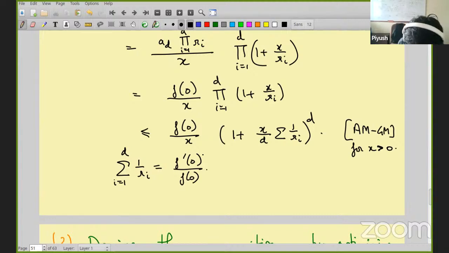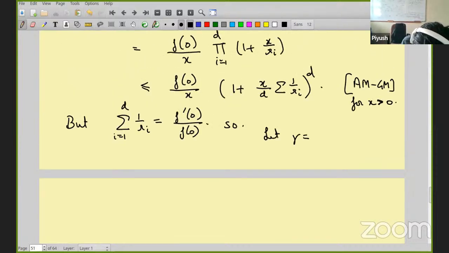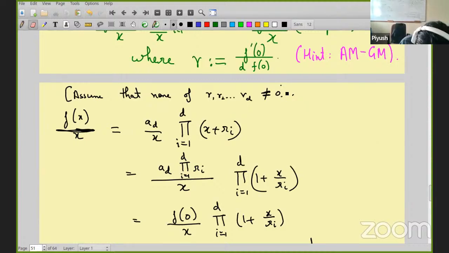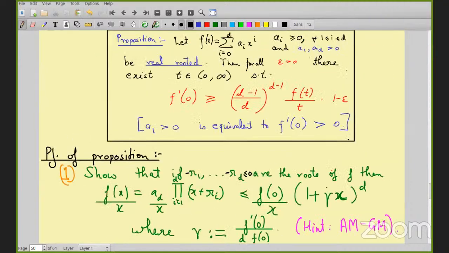Okay, so let gamma be equal to f prime(0) over f(0). Right now I'm assuming that none of the roots are 0, that also means that f(0) is not equal to 0. So this is well defined, and it's actually positive also, right? Because why is it positive? f prime(0) is positive, because we assume that a1 is also positive.